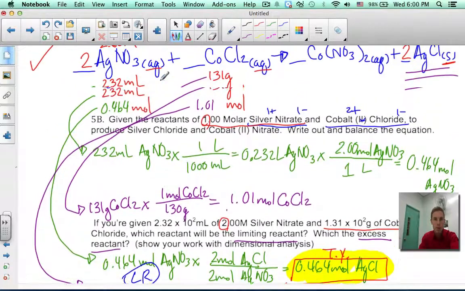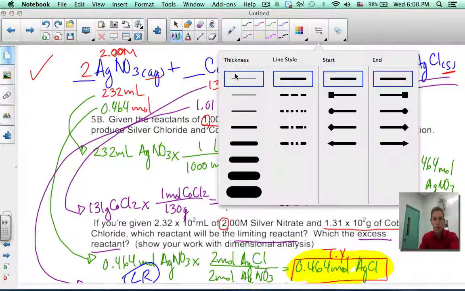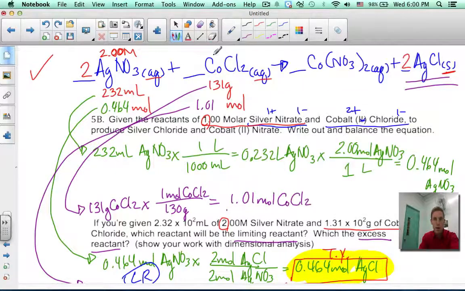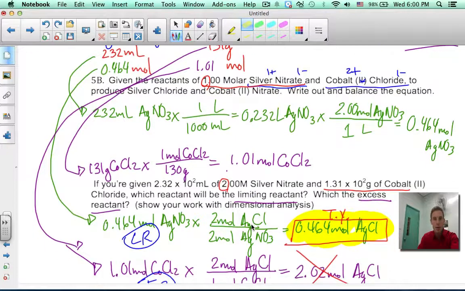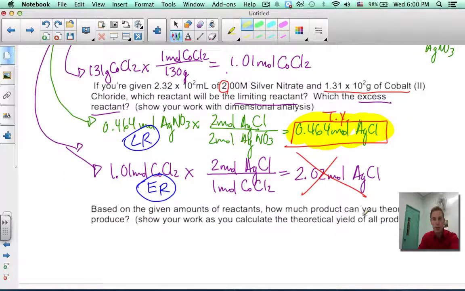Alright, so we come up here and we say, yeah, back up here, this was the excess reactant, and this was the limiting reactant. And you can highlight them if you want and show that we figured that out. Alright, we come down here and it says, well, based on the given amounts of the reactants, how much product can you theoretically produce? Same problem as before. We already figured out the one product, we're going to figure out the other product.